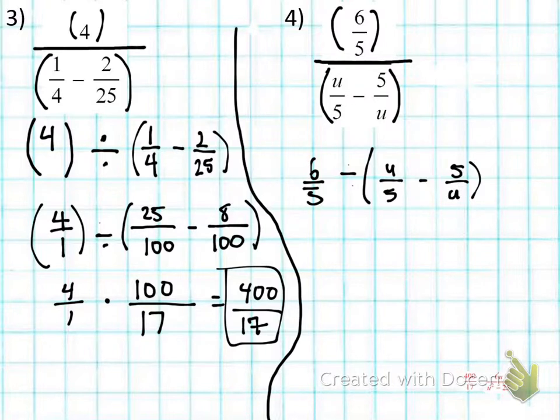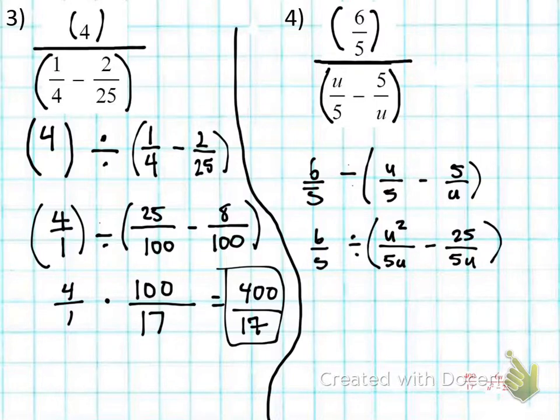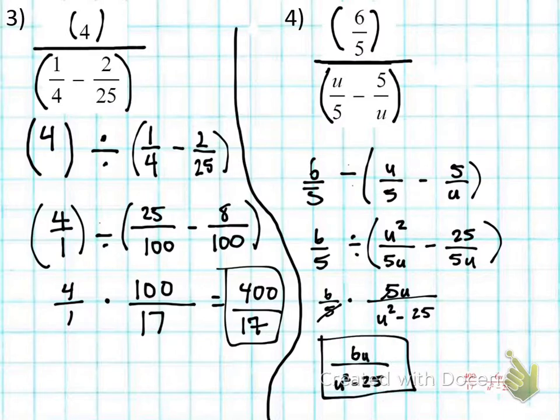Raise your hand if you did that first step correctly. Okay, good. What's our common denominator on the right? 5u, right? Raise your hand if you did that step correctly. Okay, good. And then our new numerator is going to be u squared minus 25. So I'm going to multiply by the reciprocal, and therefore you can multiply it out and you get this following answer. Did you get it right?